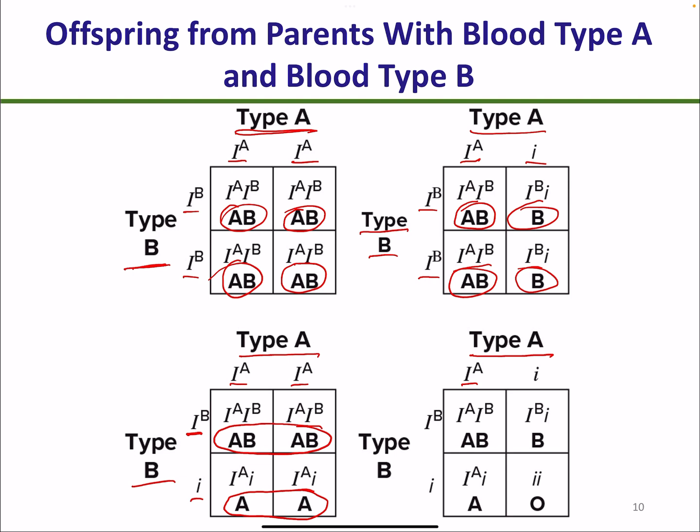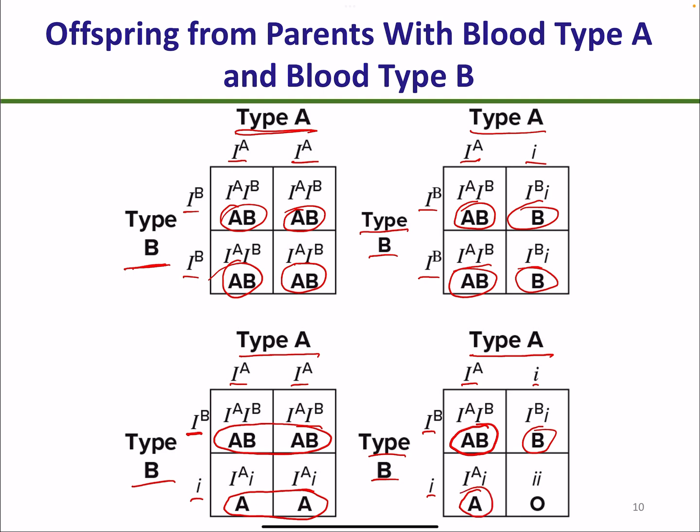Now, how about we cross a type A who is heterozygous, right? Capital IA and lowercase i, I'm sorry. And a type B that is also heterozygous, so we have capital IB and lowercase i. In this particular case, there are multiple possibilities for phenotype. The chance of having an individual AB is 1 out of 4. The chance of having an individual B is 1 out of 4.